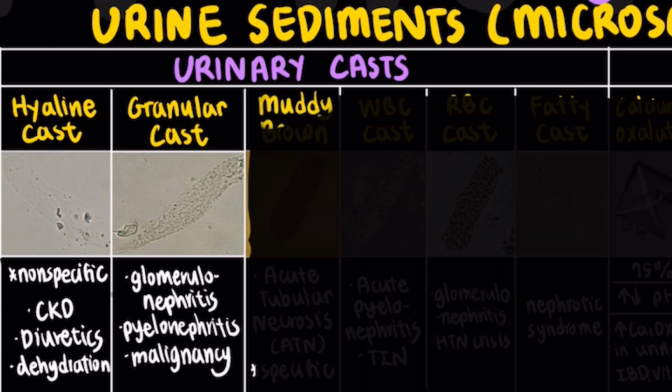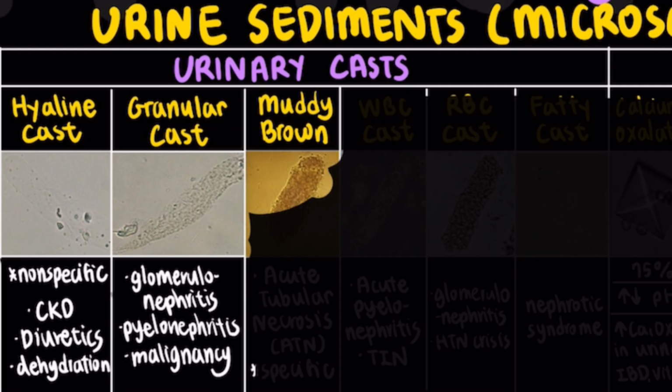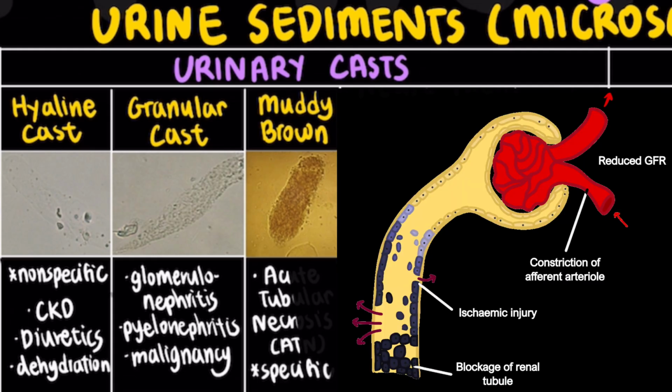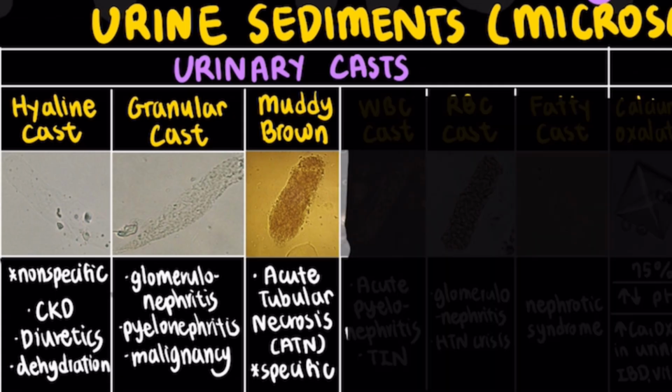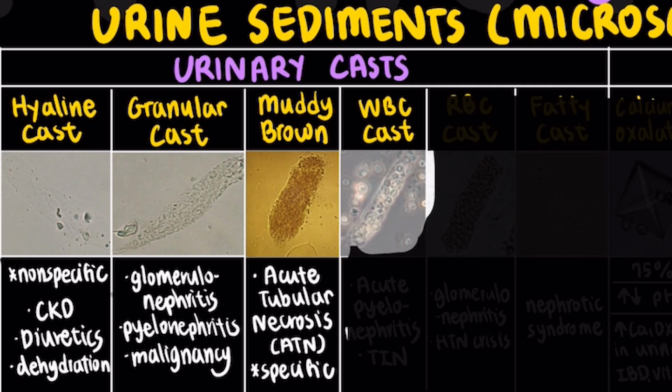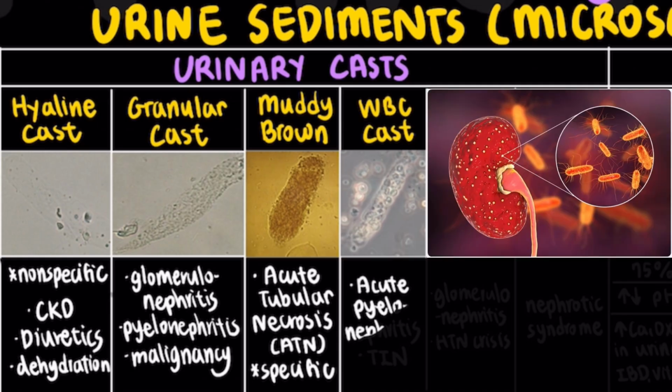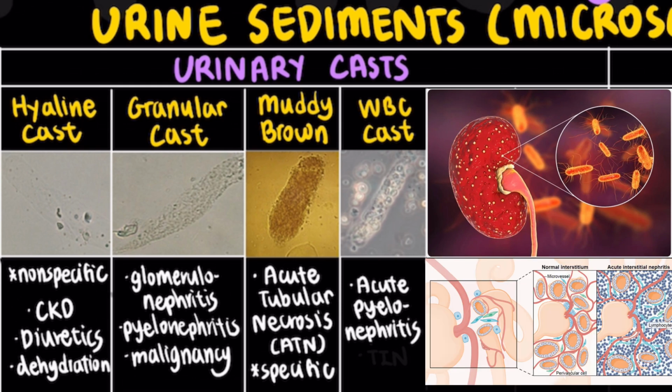Then there's the muddy brown cast, which is basically a subtype of granular cast, but with a dark, dirty appearance. It's considered highly specific for acute tubular necrosis, or ATN, which happens when the cells lining the renal tubules are injured and start dying off. Now onto the white blood cell casts. These indicate that white blood cells are coming from within the kidney, not just the bladder. They're classic for acute pyelonephritis, but also show up in acute interstitial nephritis, especially drug-induced.